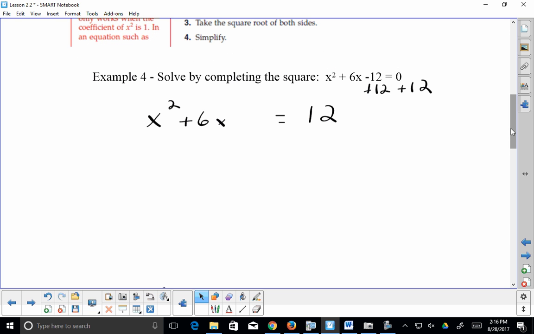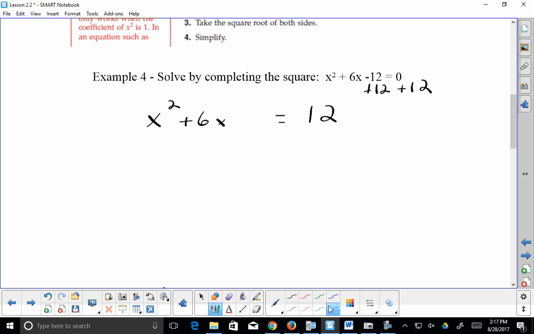All right, so here we've got x squared plus 6x minus 12 equals 0. Now this is an example I'm just going to do for you first. You can write it down if you want or just watch. First thing, it's got to be in the form x squared plus bx equals c. Okay. So then we're going to complete the square here.